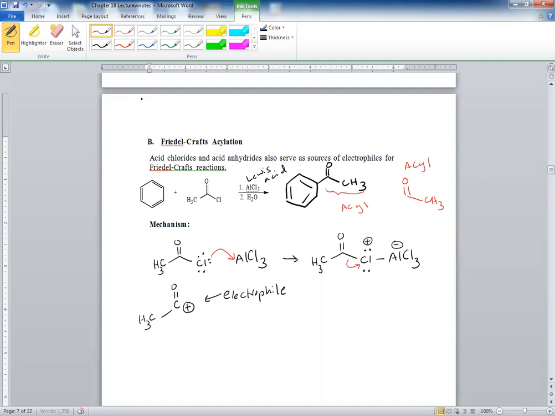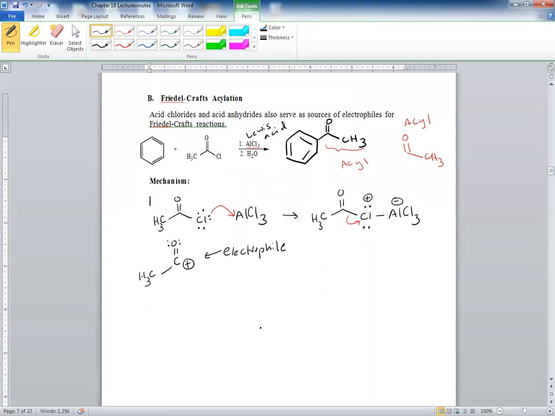Now it has a resonance structure where you can actually bring down these lone pairs, and then you would form one of the lone pairs and you would form a triple bond there. That's part of the mechanism, but I'm not going to use it. I'm only going to use this because it just shows us the positive on the carbon, and it would be electrophilic enough to react with benzene.